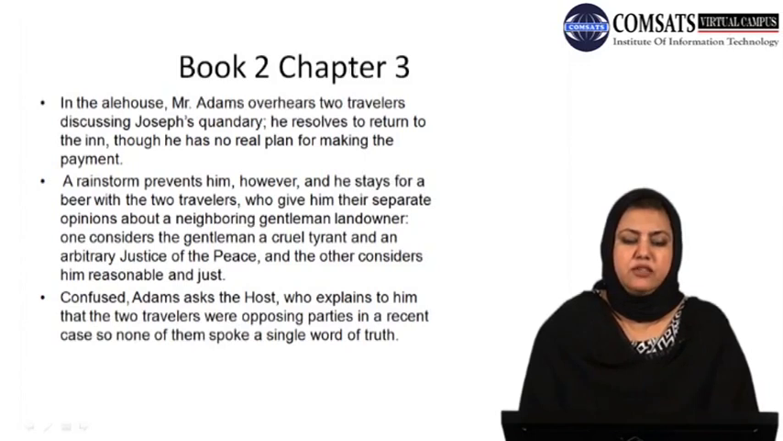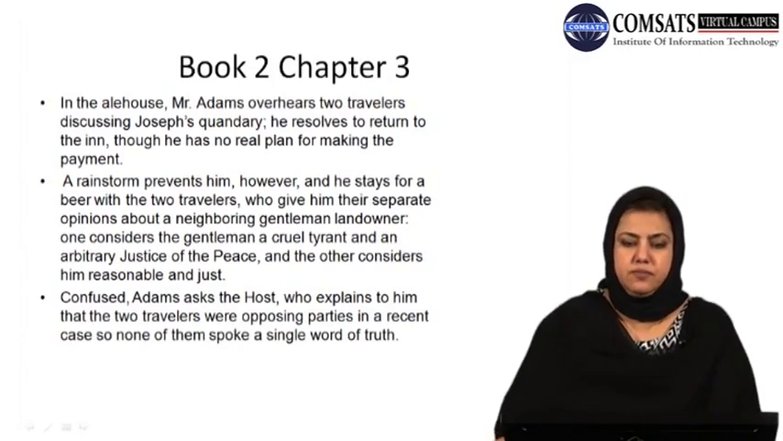Now, what are the two different kinds of opinions that these people give? One considers the gentleman a cruel tyrant and an arbitrary justice of the peace, whereas the other considers him reasonable and just. Of course, these are two juxtaposing opinions that are given by these two people. So, confused, Adams asks the host, who explains to him that the two travelers were opposing parties in a recent case, so none of them spoke a single word of truth.